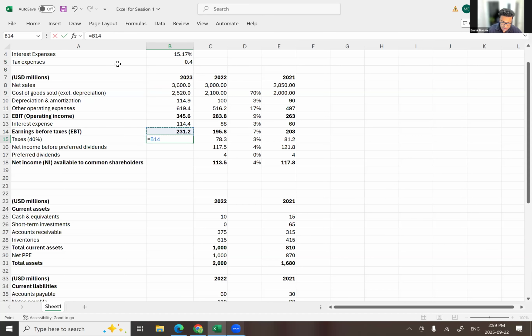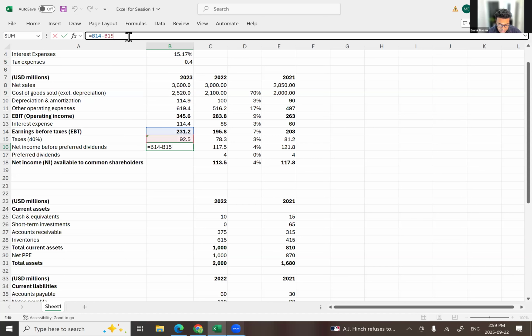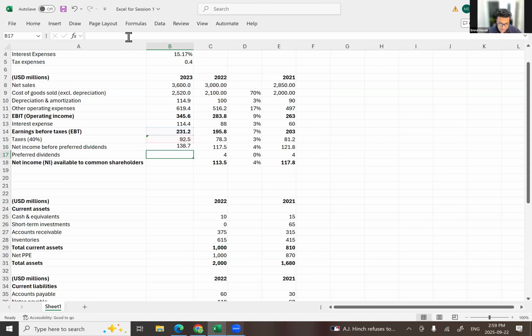So your taxes are this times 40%. Net income before preferred share dividends. Just check if you have enough money to pay preferred share dividends. Why is there an error? But anyway, it's fine. 138.7. It is enough to pay preferred share. Last year they paid 4. The previous year they paid 4. That tells you I should be paying 4. So I just kept it the same because preferred share dividends must be paid, right? If you have enough income. So 134.7 is your net income.